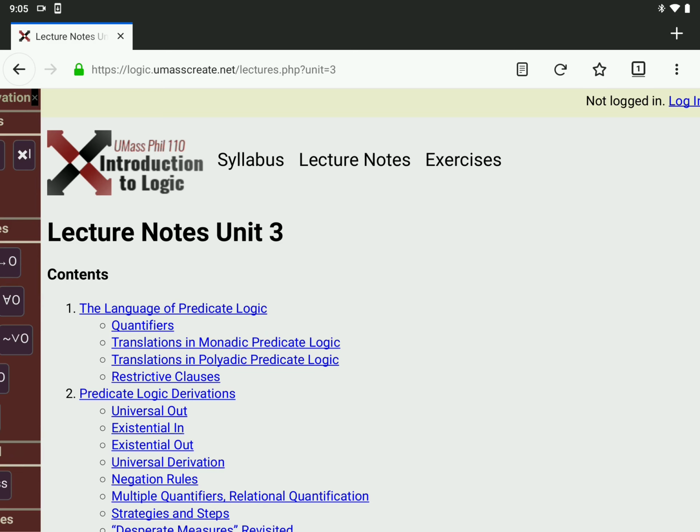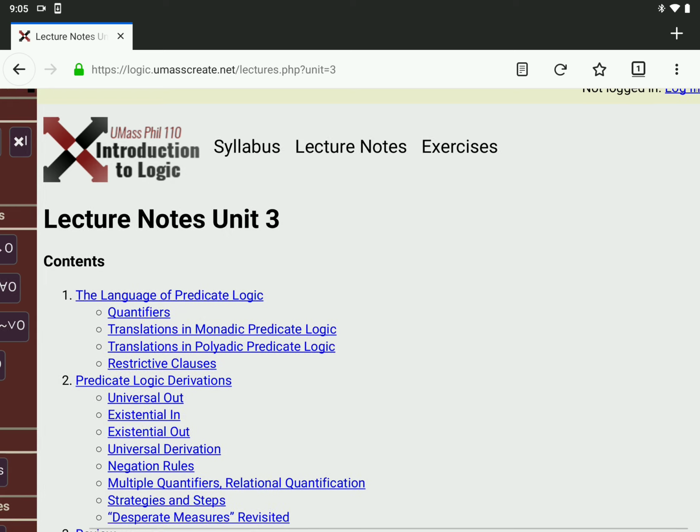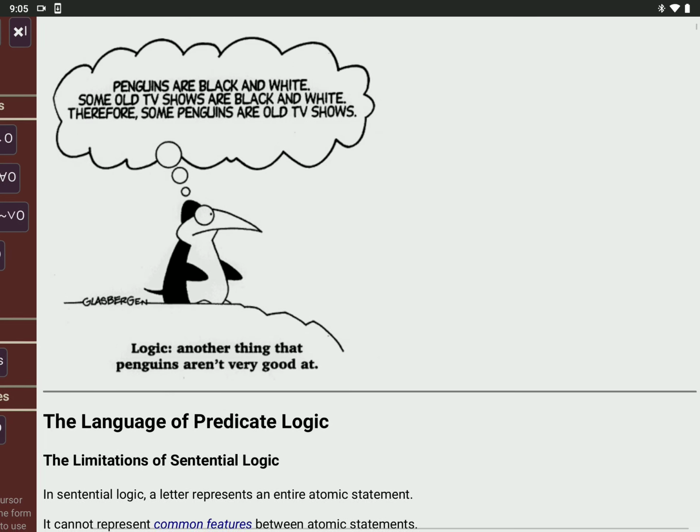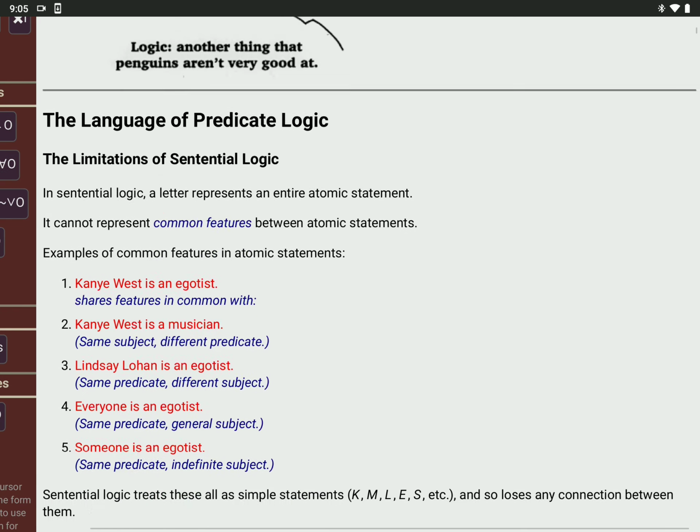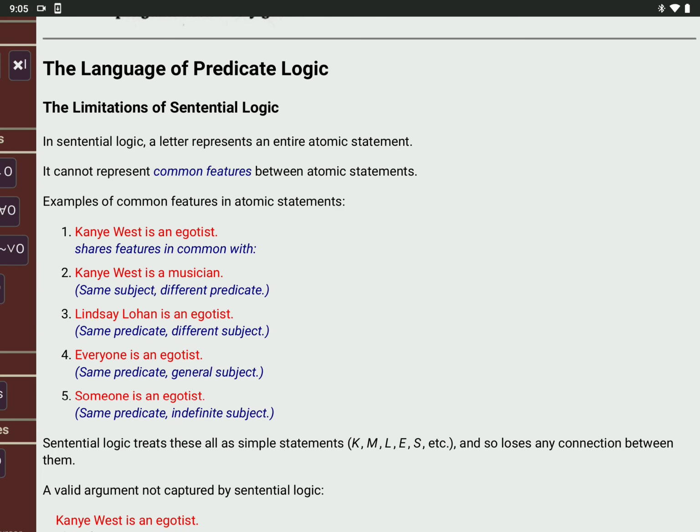Hello and welcome to the first lecture for Unit 3 of Intro to Logic. In this unit, we're going to be learning an entirely new logical language called predicate logic that builds upon the logic we were learning before, which is called sentential logic.